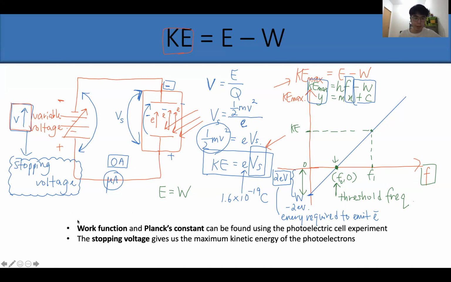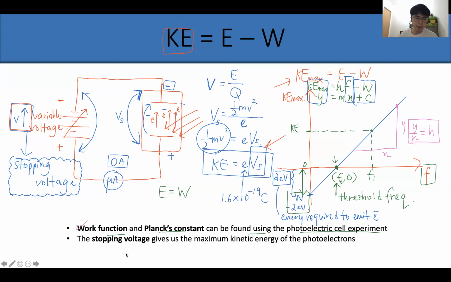Bullet point number 1 down there: the work function and Planck constant can be found using the photoelectric cell experiment, what we discussed here. You calculate KE, you plot all the values, you get the graph, and then you can calculate the work function, which is the y-intercept. What is the Planck constant? Then we can measure the gradient of the graph, y over x, that equals the Planck constant. That is point number one.